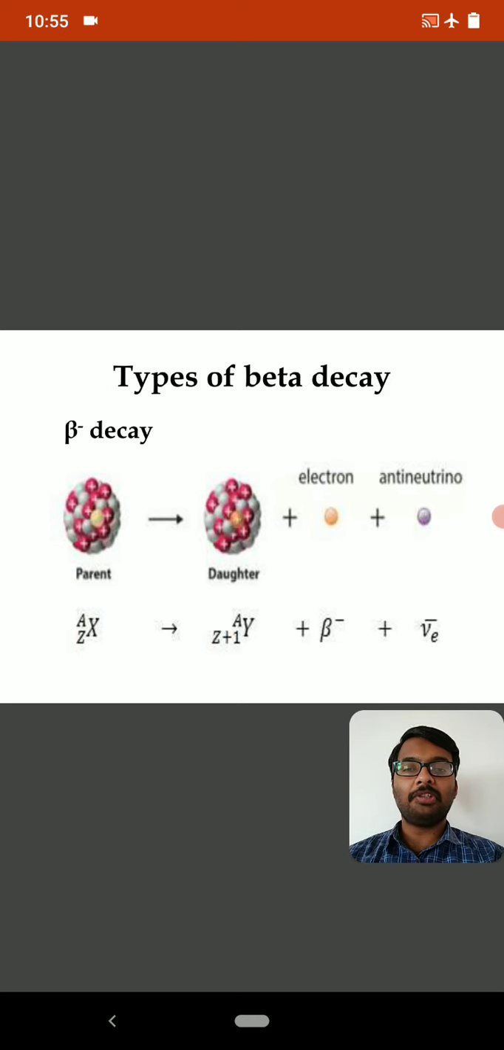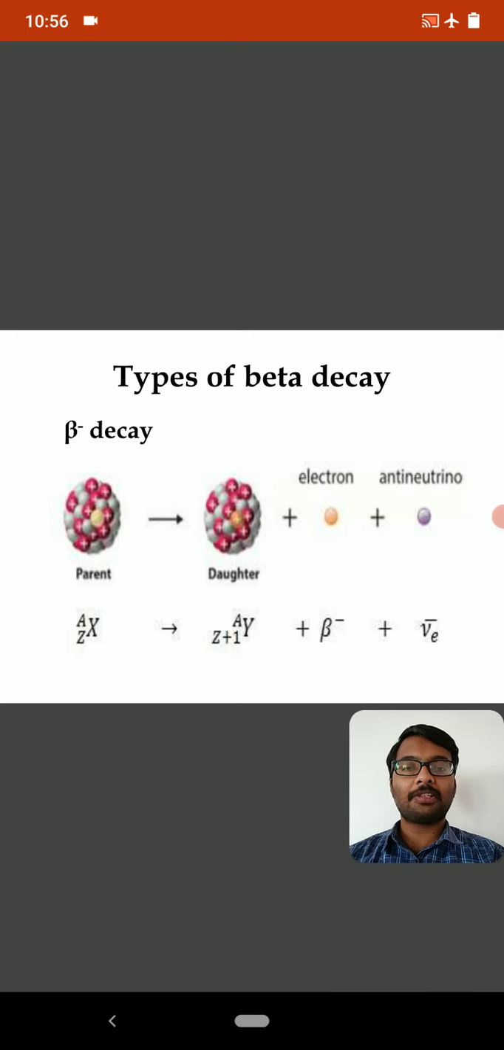Then if you look at the general representation of these two nuclei, the parent nucleus is represented by the chemical symbol X, mass number A and atomic number Z. After undergoing this beta minus decay, or negative beta decay, the daughter nucleus has chemical symbol Y, the same mass number A, and the atomic number is increased by 1 unit, that is, instead of Z we have Z plus 1.